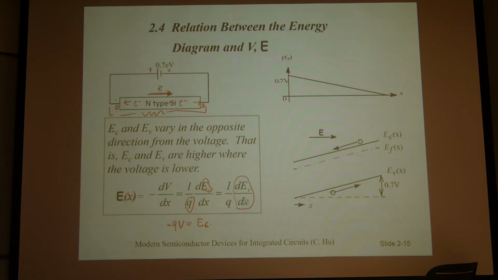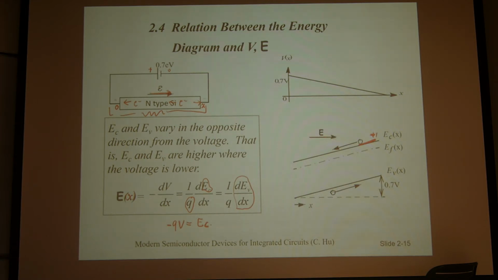Essentially, it says that the electric field is the gradient of the energy. Or in the energy band diagram, it basically says the slope of your EC is the electric field. So that means in this energy band diagram, you can look at the slope of your EC. In this case, it will be a positive slope. That means the electric field is positive to the right.